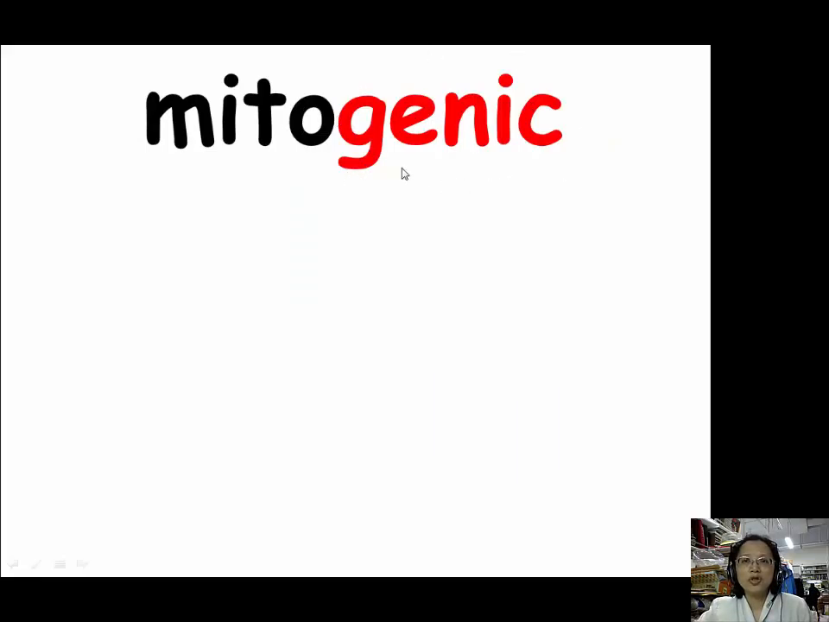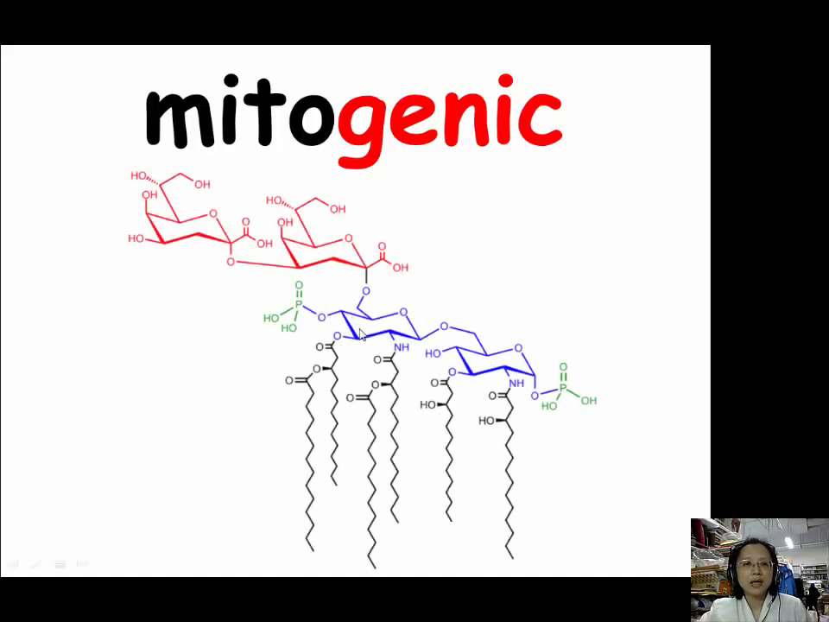Next example for genic. Our example is mitogenic. Mitogenic means causing or inducing mitogenesis, which is the production or causation of mitosis in or transformation of a cell. Like this compound, lipopolysaccharide, abbreviated as LPS, it will induce mitosis in some cells, so therefore it is mitogenic.